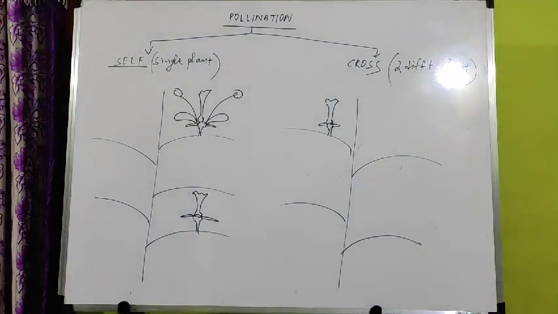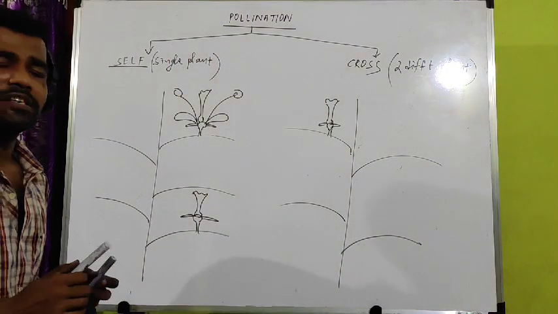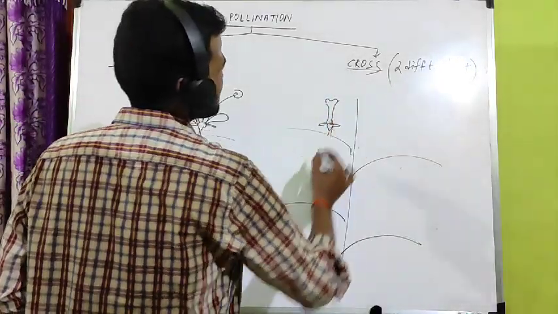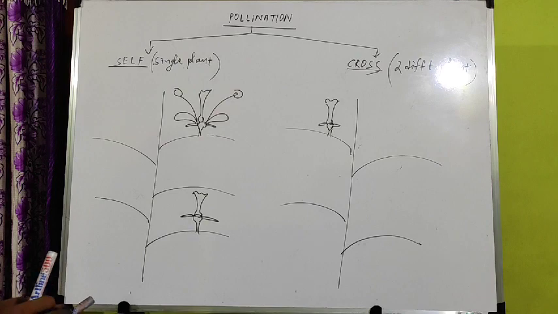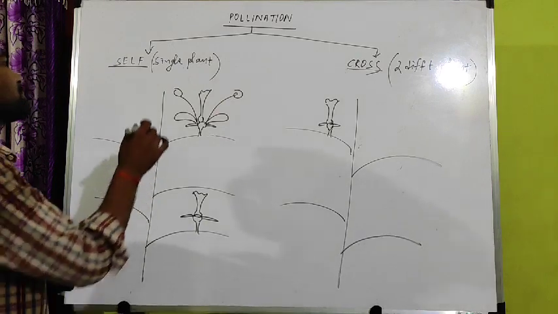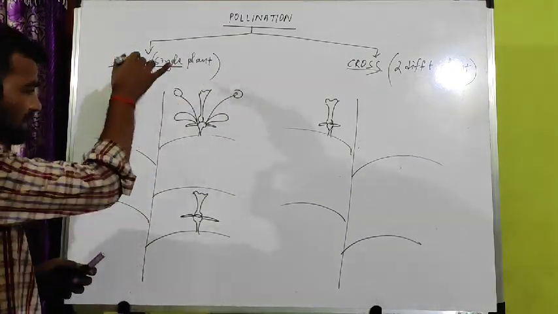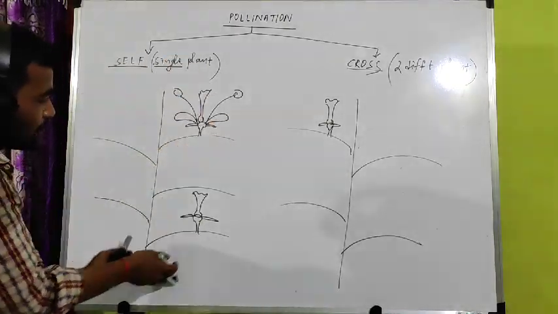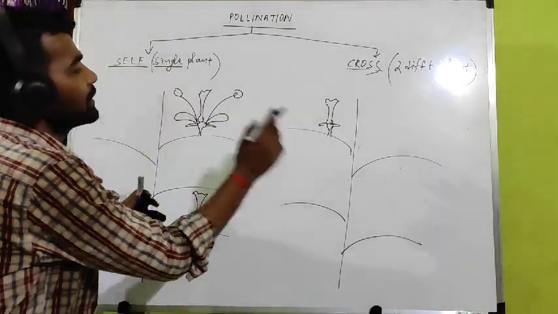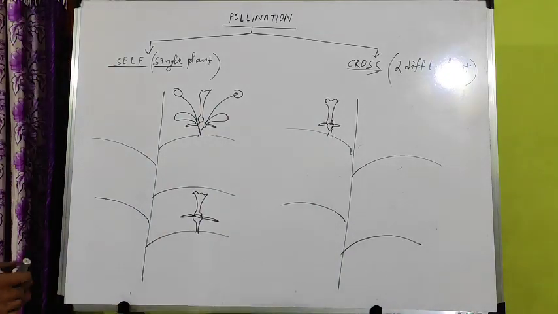Now we will discuss different types of pollination. Actually, pollination is categorized into these two types on the basis of probability, possibility. What are the possibilities of pollination? First possibility, pollination can take place in a single plant. In this plant, pollination takes place. When pollination is restricted to only one plant, that is self; to a different plant, that is cross.